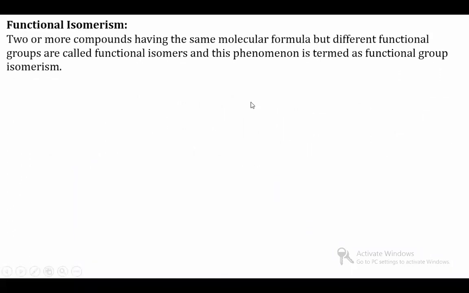The third one is functional isomerism. Functional isomerism: two or more compounds having the same molecular formula but different functional groups. What is attached? Same molecular formula. The functional group we need to count and check, that will be different. And these are called functional isomerism.